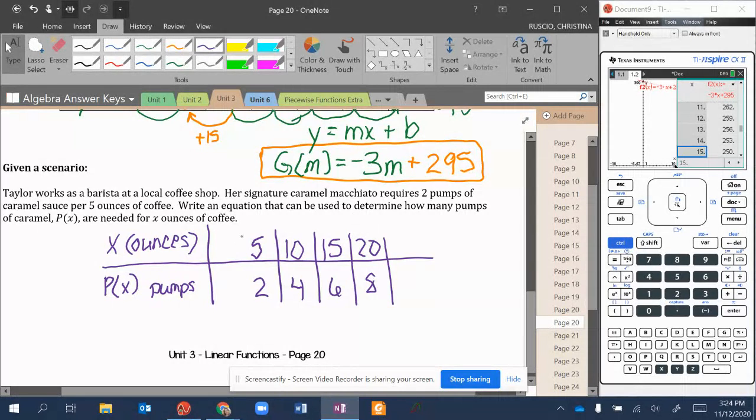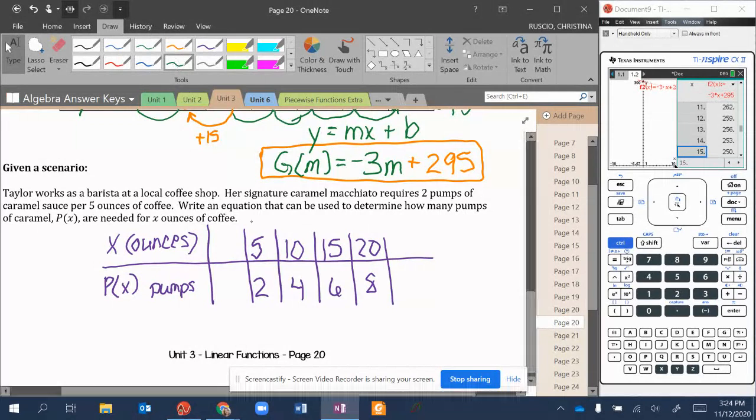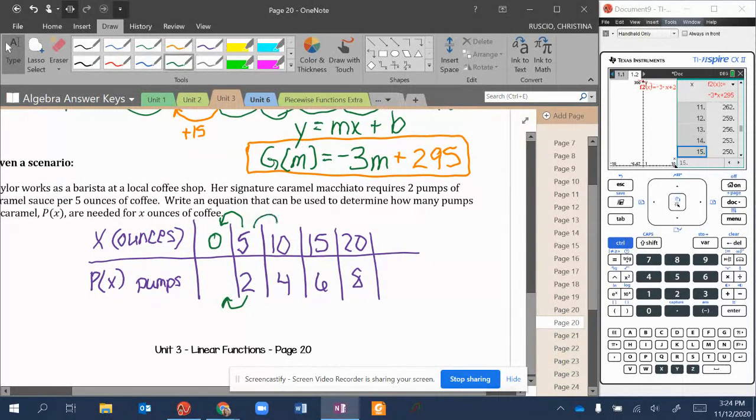Okay, does anybody know why I left a big giant spot there for another point? If you're thinking because we need the y-intercept, you're a rock star. We do. So let's work backwards. That's 0 because I'm going up by 5s every time, right? So 5, 10, 15. Yeah, I'm going up by 5s. So I subtracted 5 to get to that 0. And then here I was adding 2 every time, 2 pumps. So I can subtract 2. Interesting. So my y-intercept is at the origin.